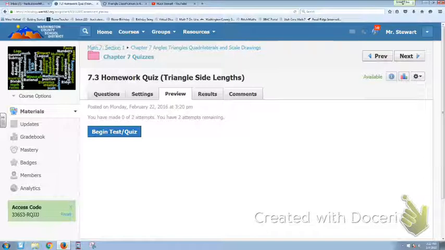This is the third installment of the triangle quizzes. There are 3 quizzes in total about triangles. And this one addresses specifically how to tell if you can have a triangle with 3 given side lengths, or what are the properties of triangle side lengths. Let's just go ahead and dive right in.